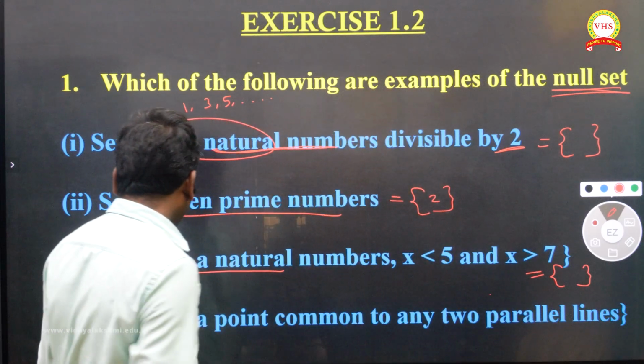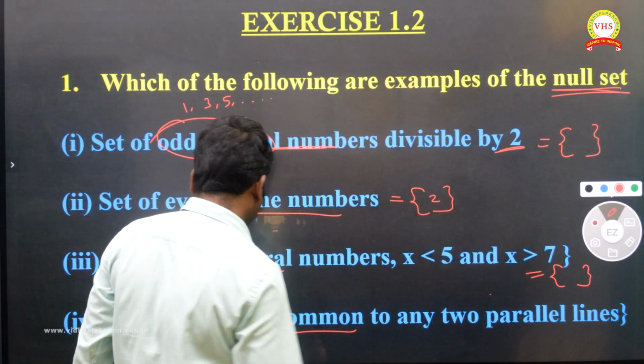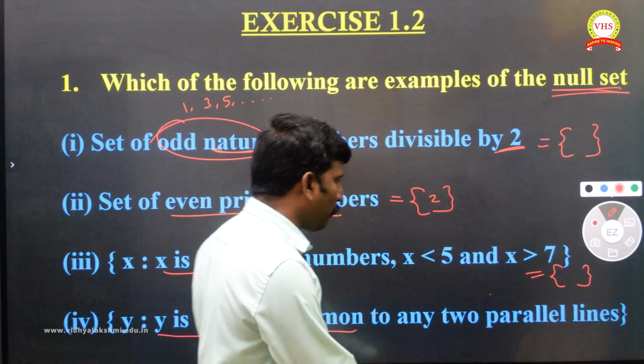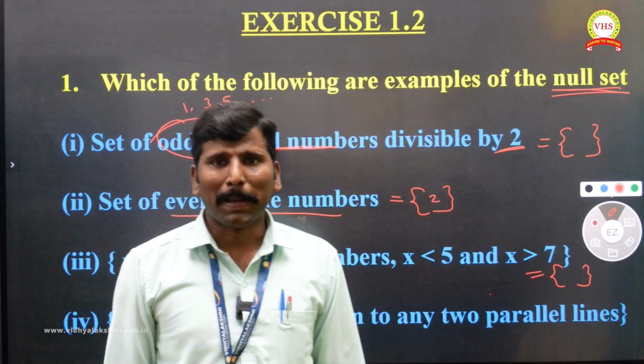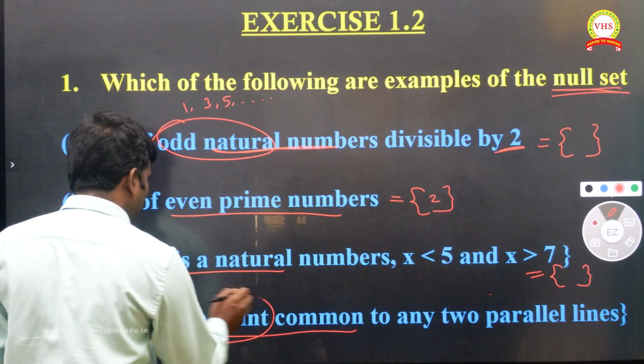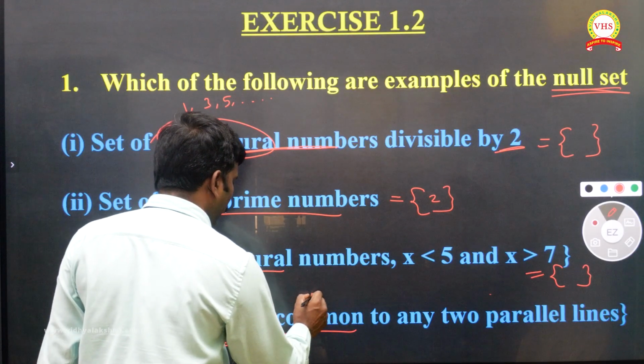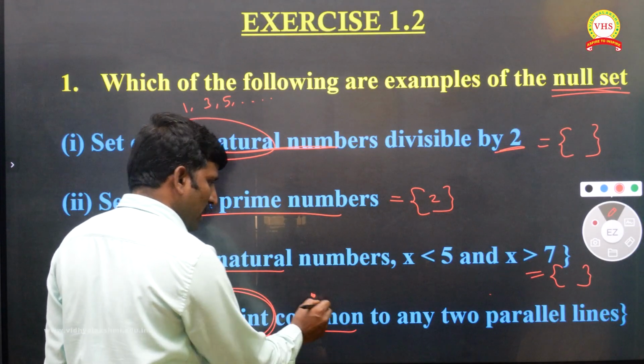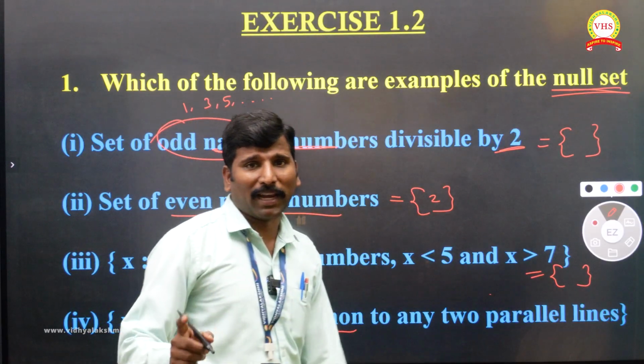Okay. And y is a point common to any two parallel lines. There is one point. They are telling that the point must be common to any two parallel lines.